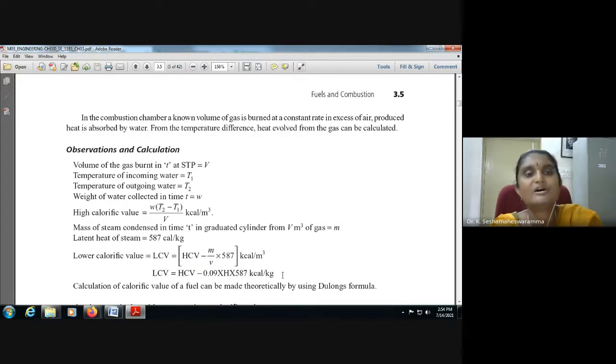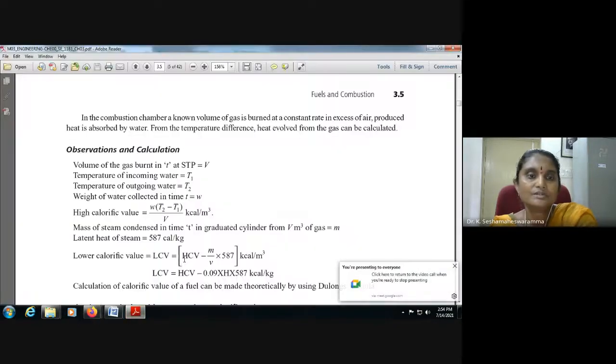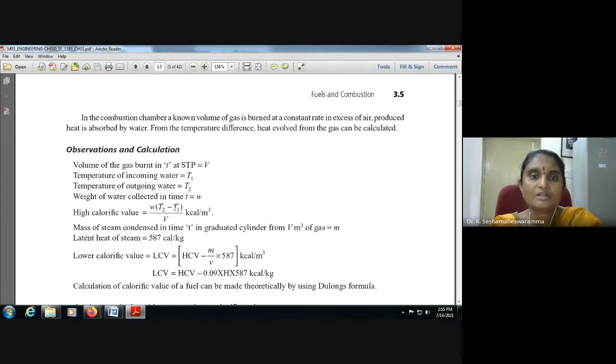Here, the volume of the gas burnt at STP is V, the temperature of incoming water is T1, the temperature of outgoing water is T2, and the weight of water collected in time T is W. So the higher calorific value is equal to W into T2 minus T1 by V. Here W is the weight of water collected in a particular time, T2 is the temperature of outgoing water, T1 is the temperature of incoming water, and V is the volume of gas burnt at time T.